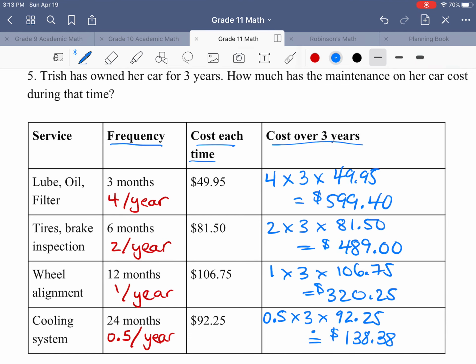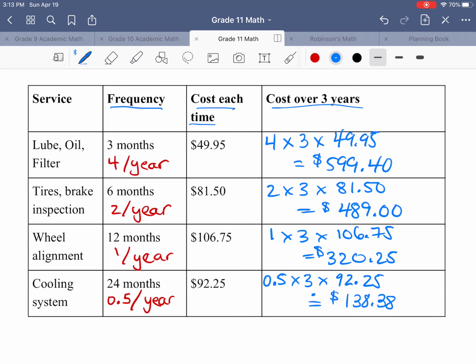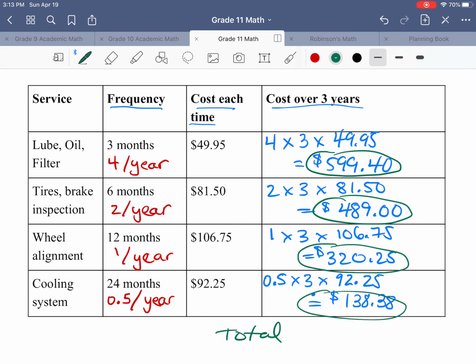We've calculated all these individual costs over 3 years, and now we're just going to do a total. We add all of these different components of maintenance together, and that total is $1,547.03. I'm going to squeeze my 0 in there. That's 3 cents over 3 years.